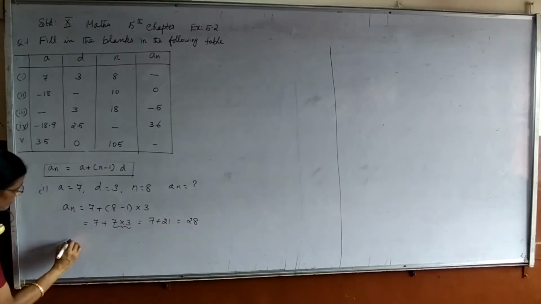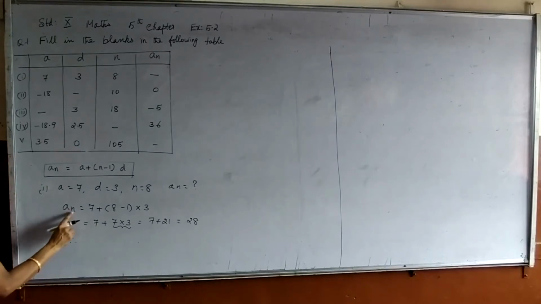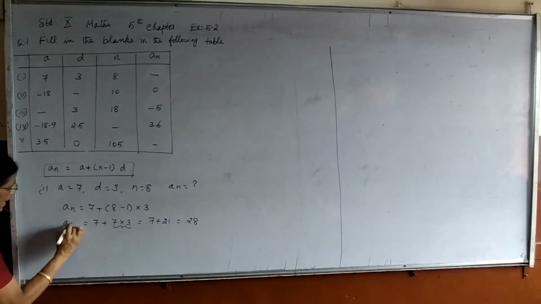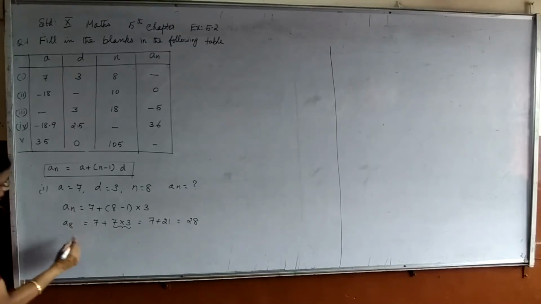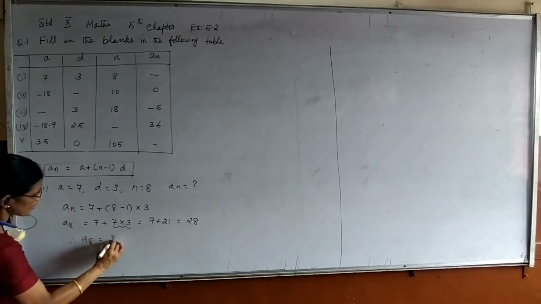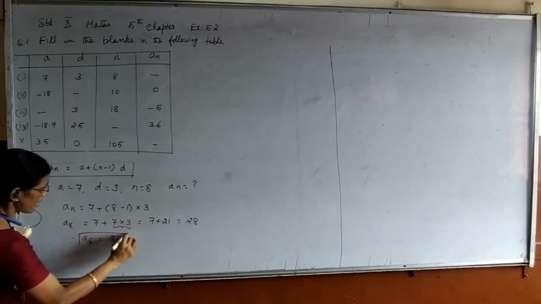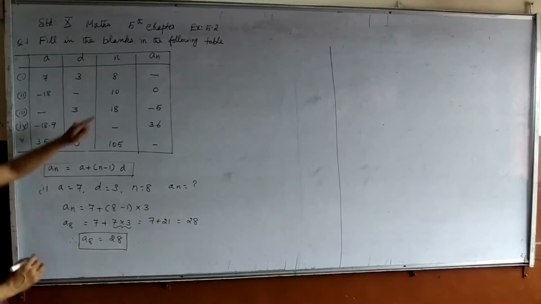Therefore, An, what is N? N is equal to 8. Therefore, the 8th term is asked here. Therefore, A8 is equal to what? Equal to 28 is the answer for the first blank.